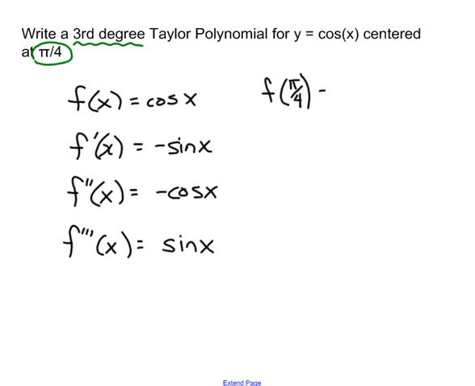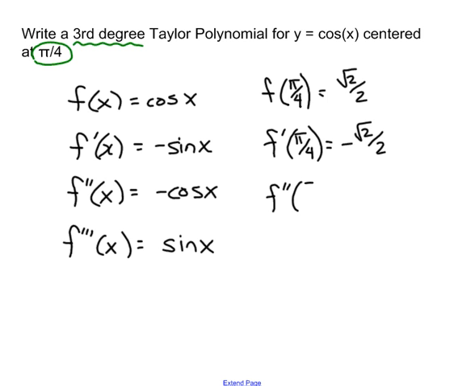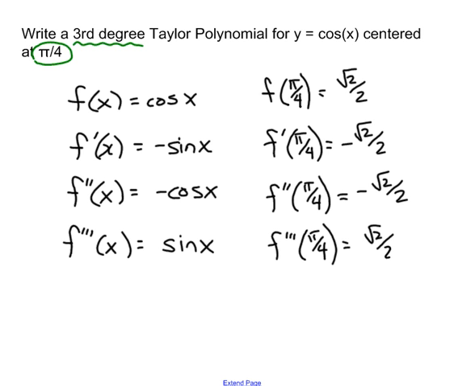So cosine of pi over 4 is root 2 over 2. The first derivative at pi over 4 is going to be the negative sine of pi over 4, and the sine of pi over 4 is root 2 over 2. Then we take the second derivative at pi over 4. That's going to be the negative cosine of pi over 4, negative root 2 over 2. And then the third derivative at pi over 4 is also root 2 over 2.